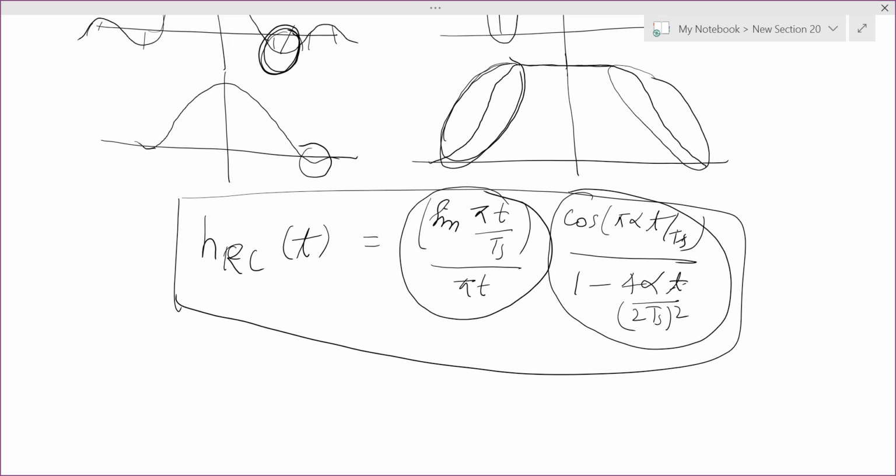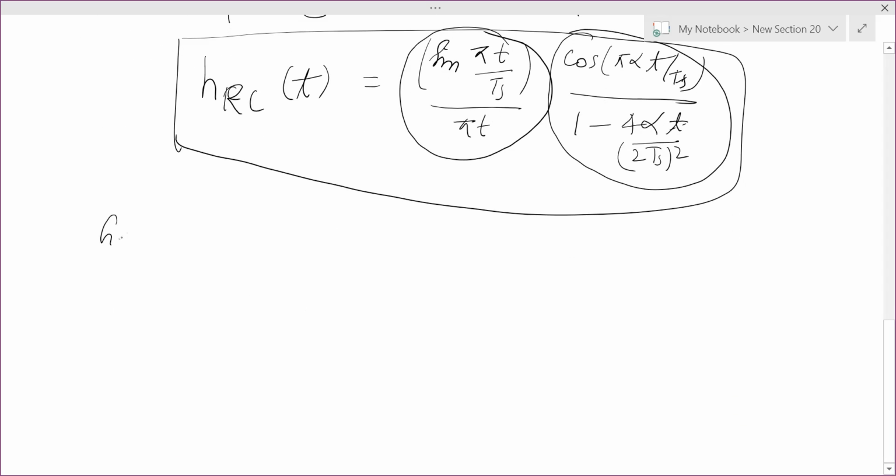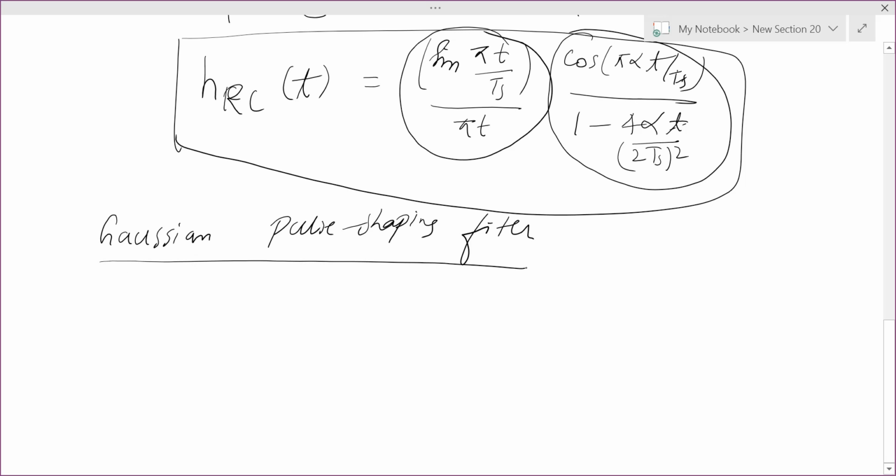Similarly, there are other shaping filters. One of the famous ones is the Gaussian pulse shaping filter. It was a very popular shaping filter. It was used in GSM, that is your 2G mobile systems. Even in 3G, it has been used, and it has been used along with something called minimum shift keying.